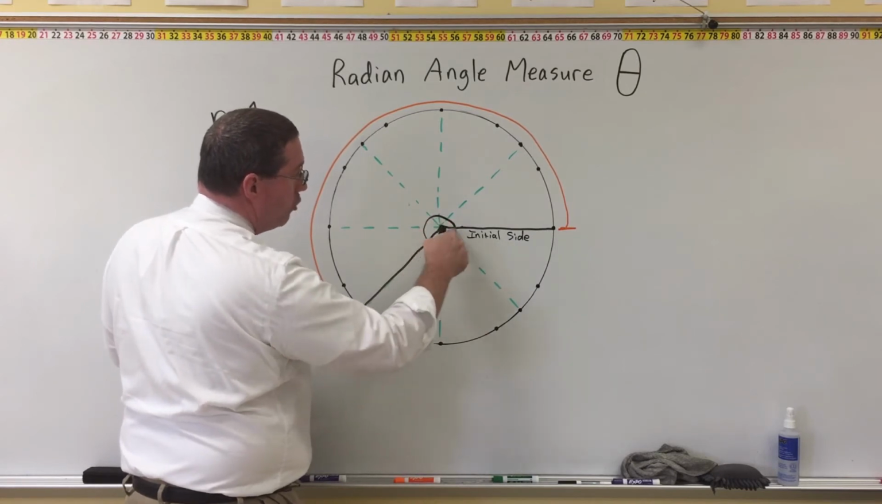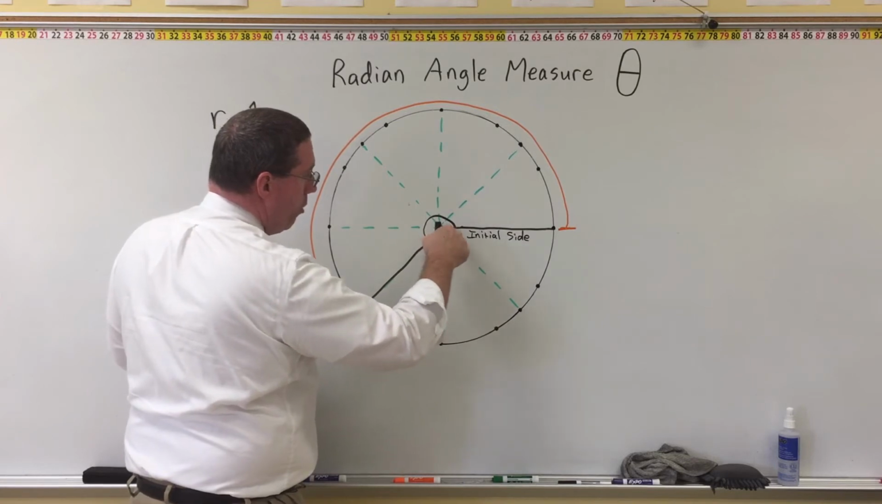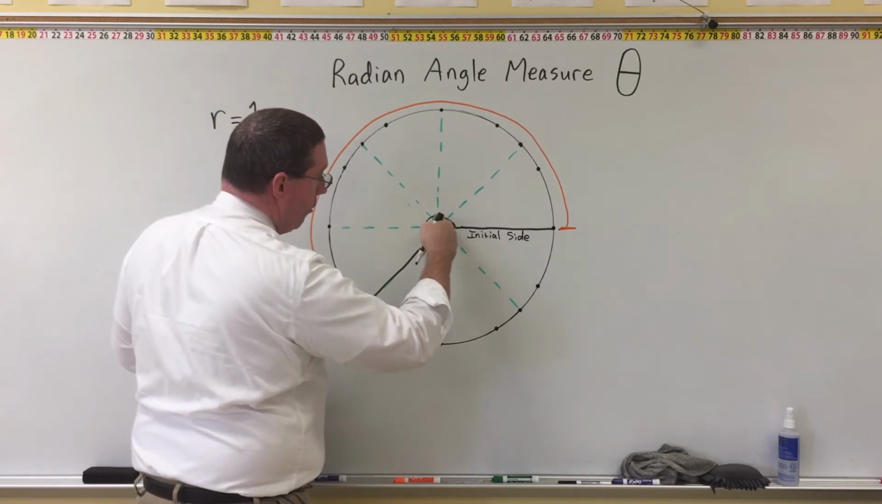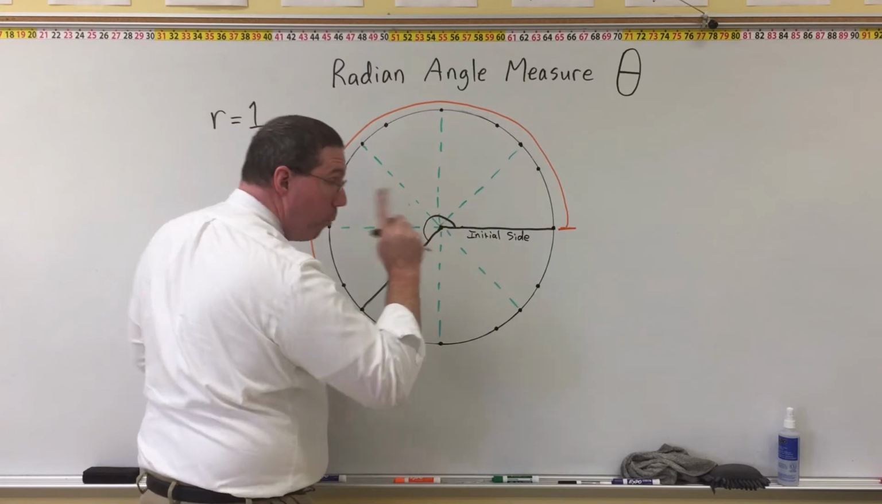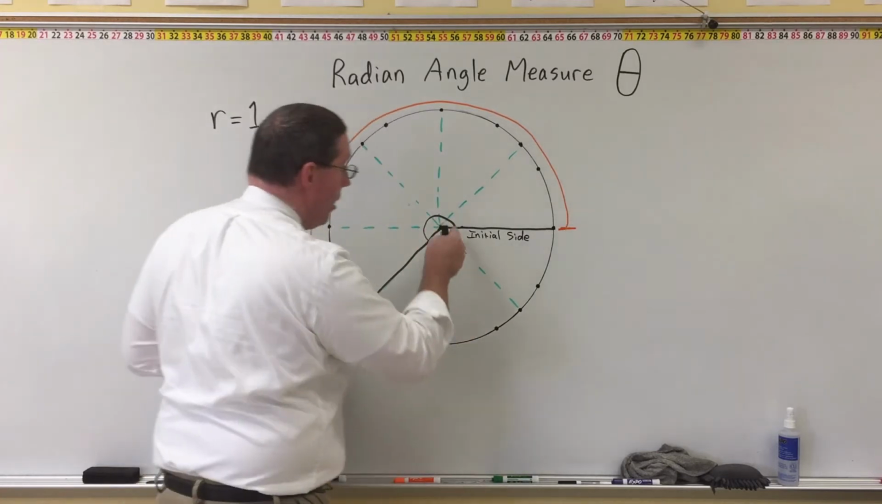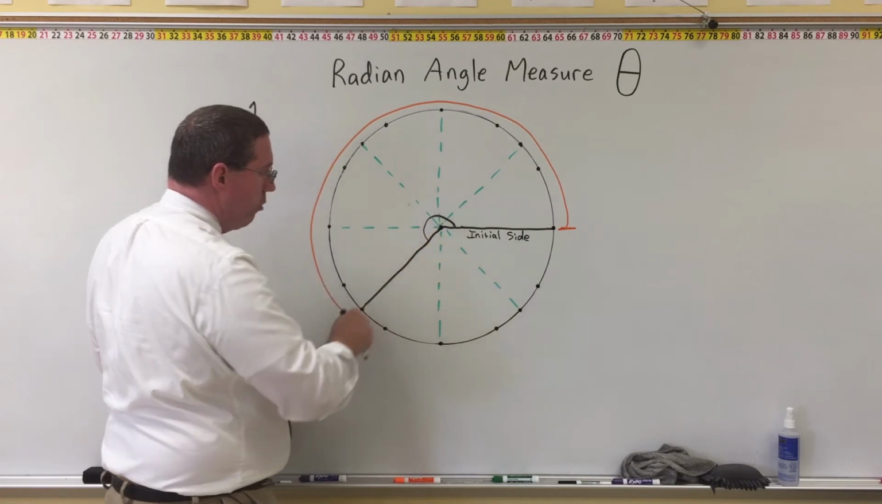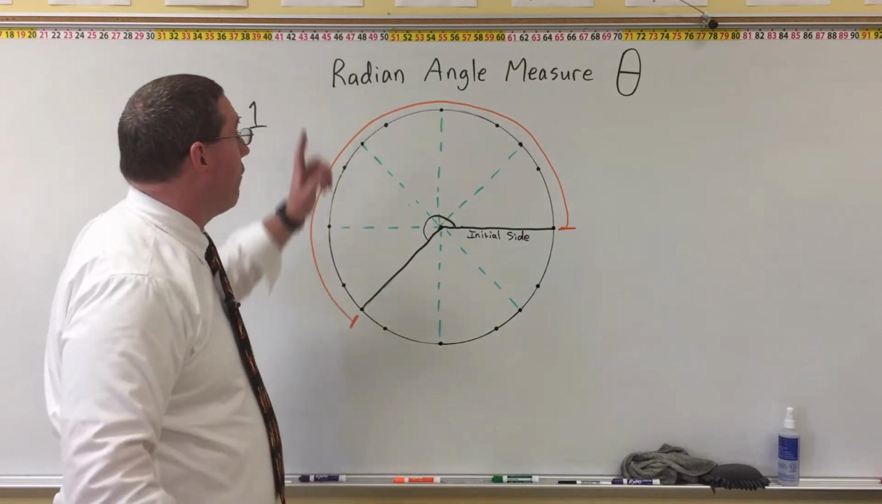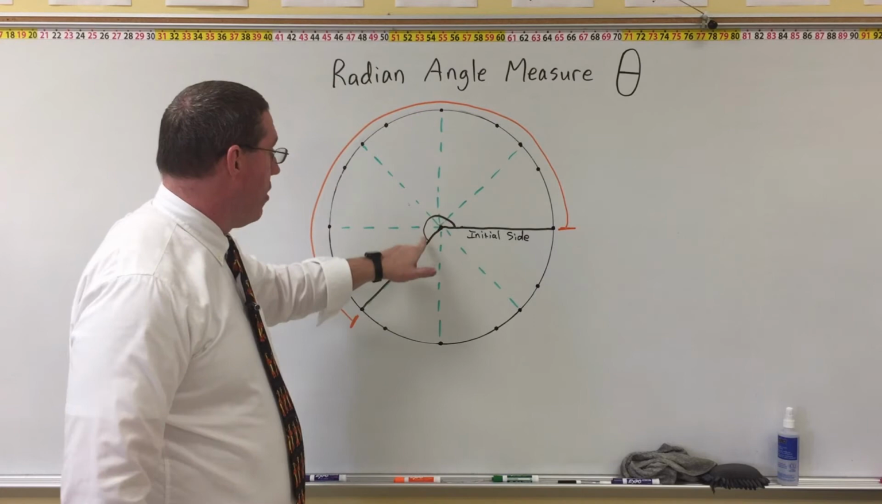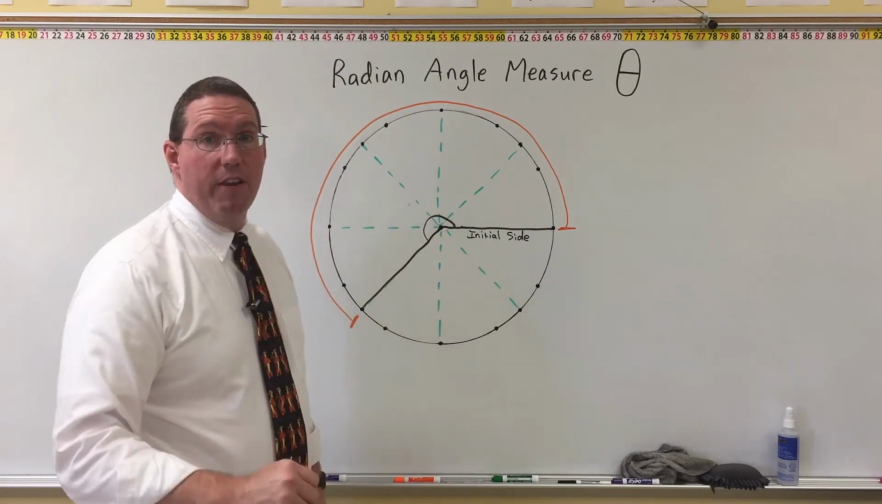We're not always doing the less than 180 degree angle. This can be larger than 180 degrees, but we want the measure in radians, okay? It's starting here and it's going above the initial side and around to the terminal side. Please identify the radian angle measure of this angle right here. Pause the video, go.